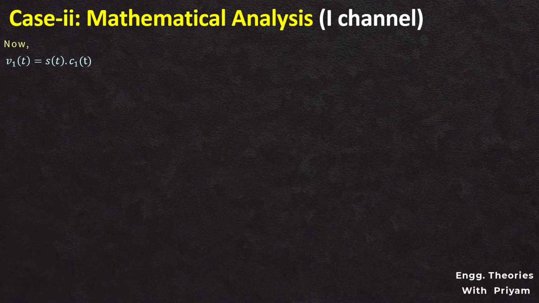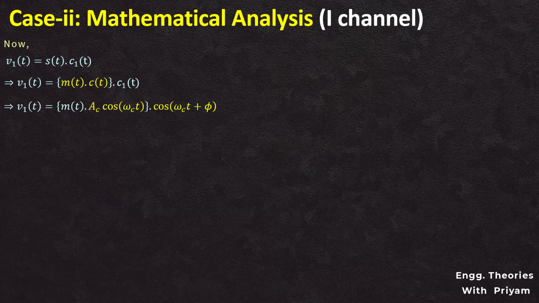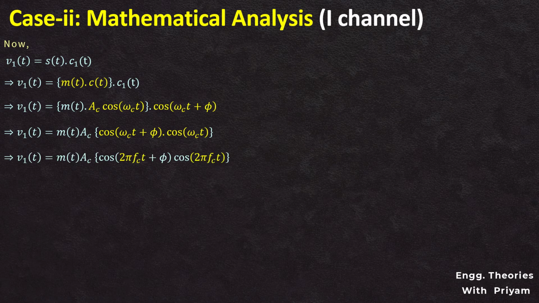Again, the output of the upper product modulator v1(t) is equal to s(t) into c1(t). This s(t) can be replaced by m(t) into c(t), where c(t) and c'(t) can be replaced by Ac cos(omega_c t) and Ac cos(omega_c t + phi) respectively. Now, if we reorganize this equation, v1(t) = m(t) Ac cos(omega_c t + phi) cos(omega_c t). Now omega_c t can be replaced by 2 pi fc t, so v1(t) becomes m(t) Ac cos(2 pi fc t + phi) cos(2 pi fc t). Now we need to divide and multiply this equation by 2, then v1(t) becomes m(t) Ac/2 into 2 cos(2 pi fc t + phi) cos(2 pi fc t).